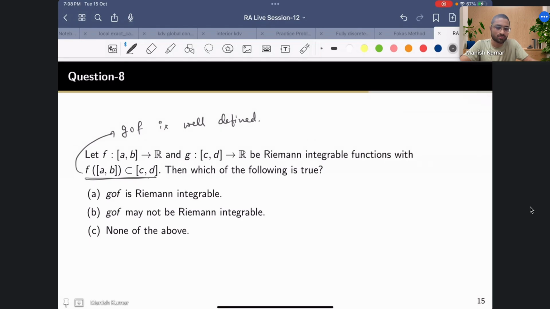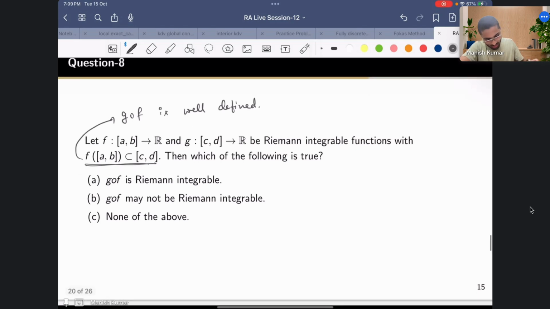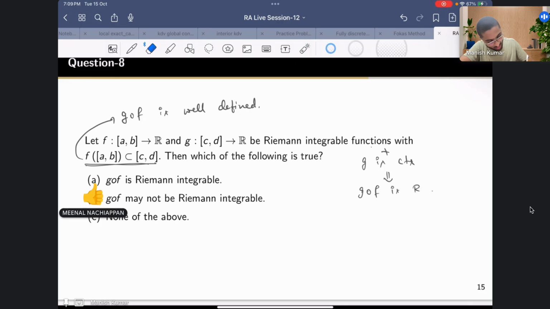Okay, I'll give you an example. But the correct statement is this one: in this condition, if you add that g is continuous, then you can say that the composition g composed f is Riemann integrable. I'll not give you the proof, but you can check it in a book. I hope you'll find the proof.